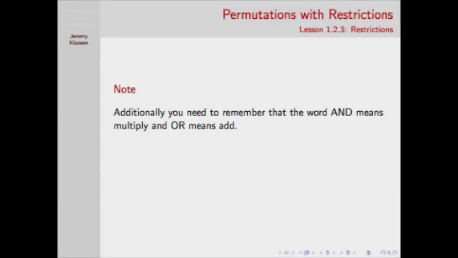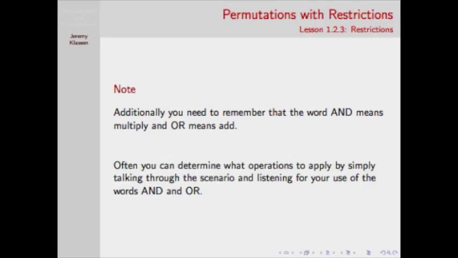Additionally, we want to make sure that we remember that the word AND means multiply and the word OR means add. Often in a problem, you can determine what operations to apply by simply talking through the scenario in your head and listening for your own use of the words and or or in the description.